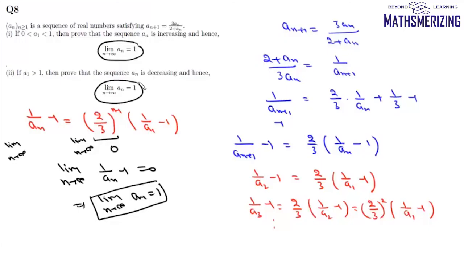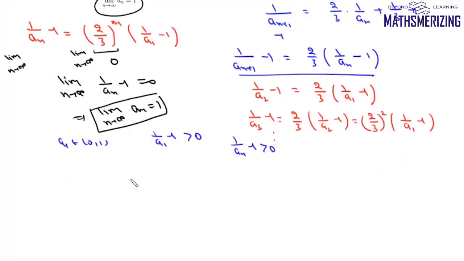Now we need to show that depending on the value of a_1, the sequence is increasing or decreasing. If a_1 lies between 0 and 1, the sequence is increasing. Now when a_1 lies between 0 and 1, 1 upon a_1 minus 1 is greater than 0. And if 1 upon a_1 minus 1 is greater than 0, then 1 upon a_n minus 1 will also be greater than 0.